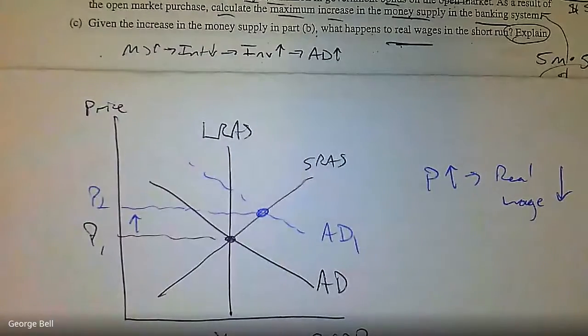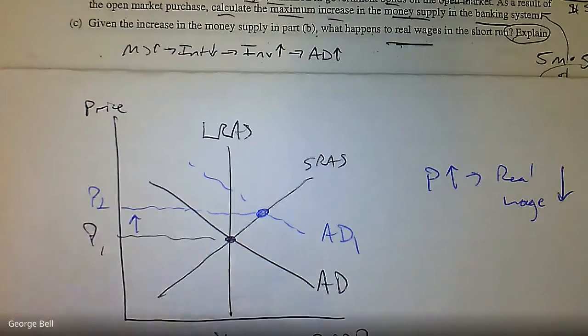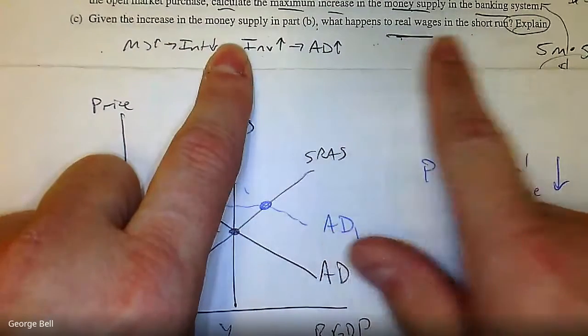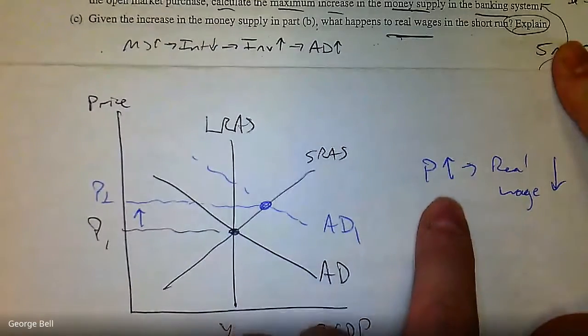Think about it. If I make $100,000 a year and prices go up, do I have the same amount of money, more money, or less money? My income is going to stay exactly the same. And if prices go up, that means I'm going to be able to buy fewer things. And so the answer to letter C is because of the change, real wages will go down since prices went up.